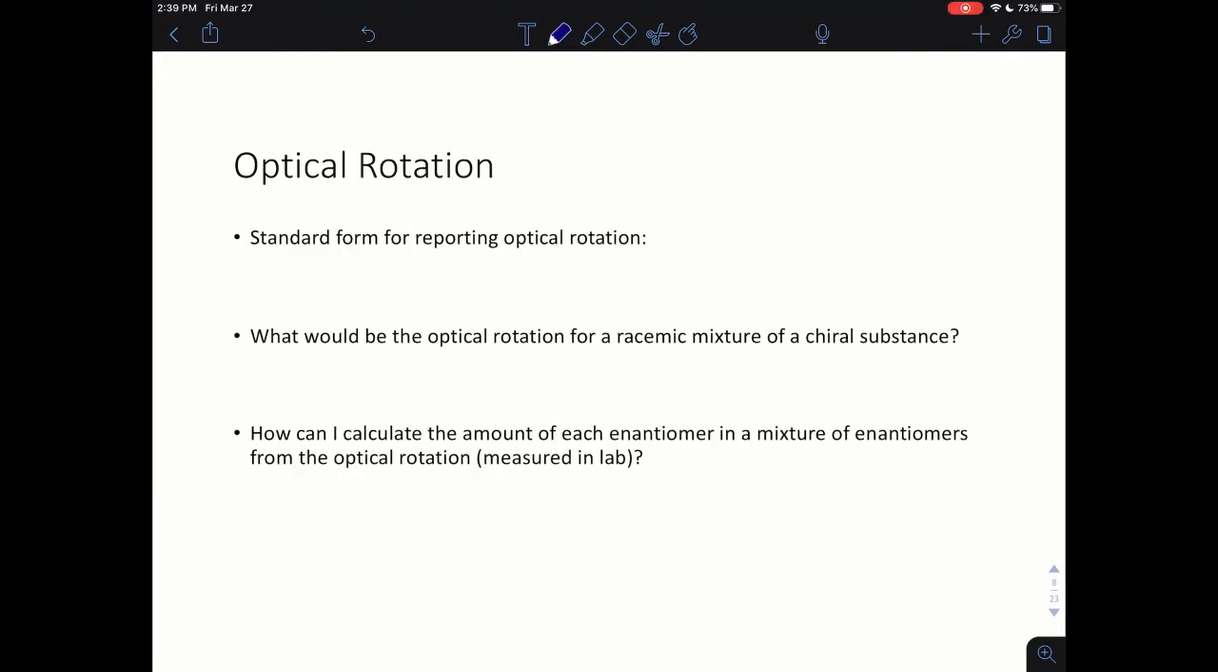Now, there's a standard form for reporting optical rotation data. So you say alpha, that's the optical rotation. It's gathered at some temperature. So this would be the temperature. And then typically you also tell what kind of light was used. So usually it's D, and D is telling you what type of light. In this case, it's light that's coming from the D line of sodium. So that's referring to one of the electronic transitions of sodium that emits a certain frequency of light.